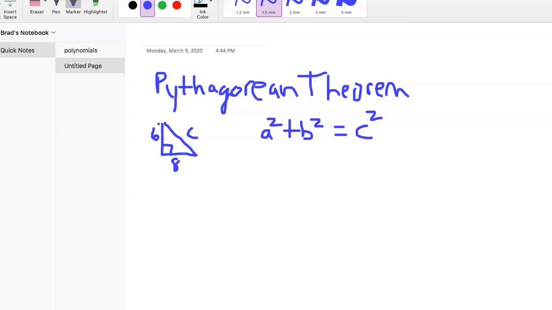Okay, so like in this one, this 6 is an a, this 8 is a b, and you can see c is the longer one, right? The longer one's called the hypotenuse, if you care to know that. So what we're going to do then is a is 6, so plug this guy in. 6 squared plus, we said b is 8.